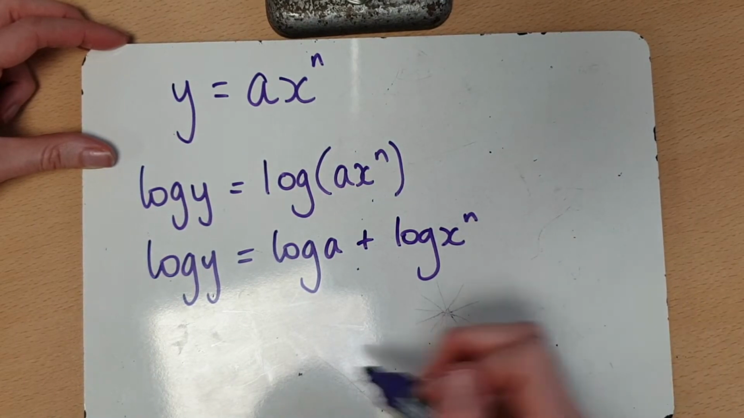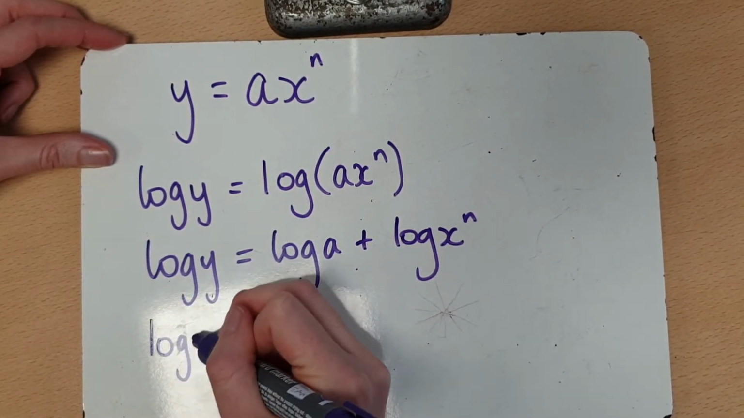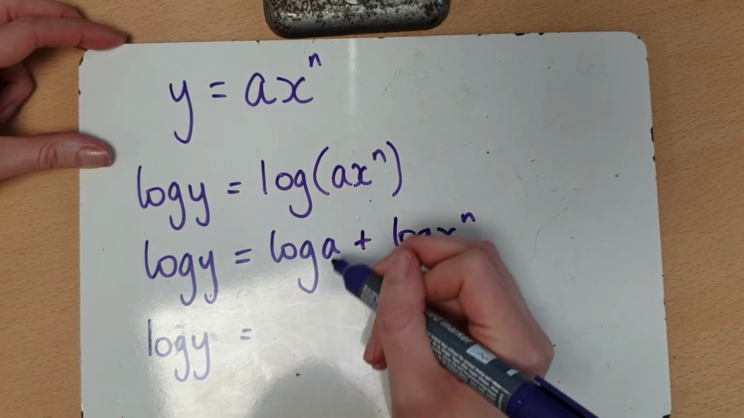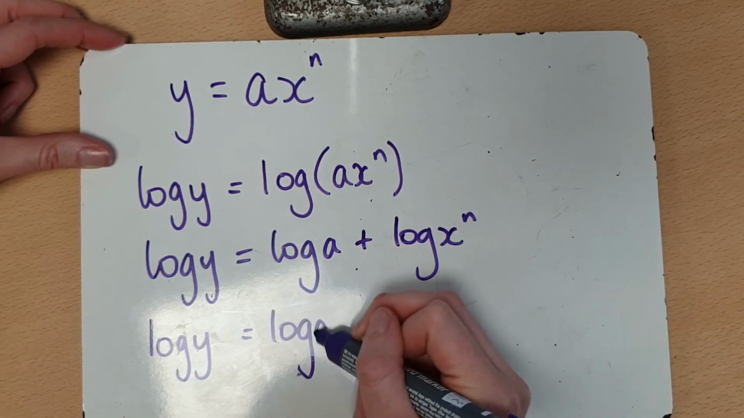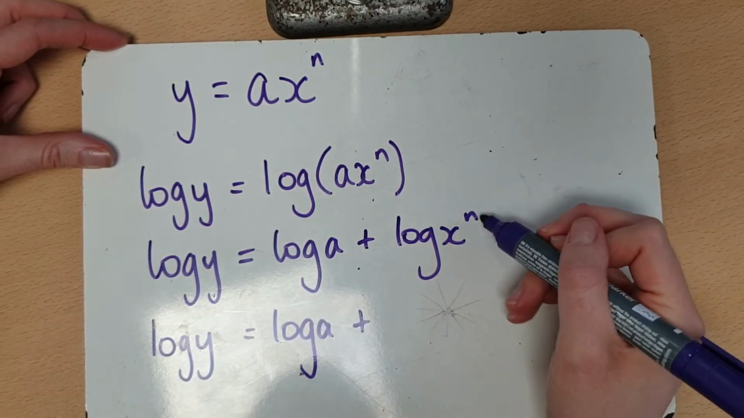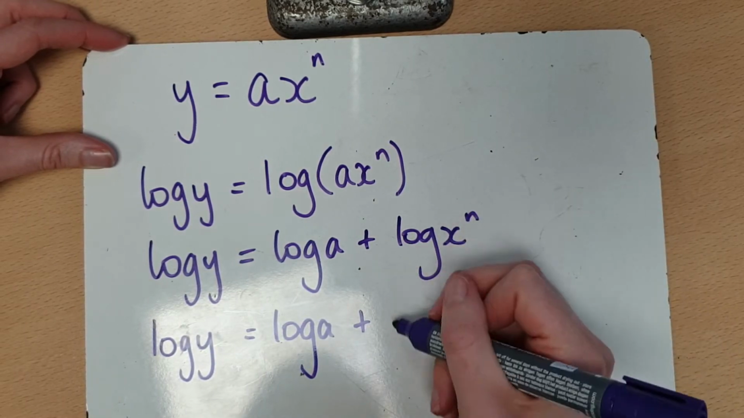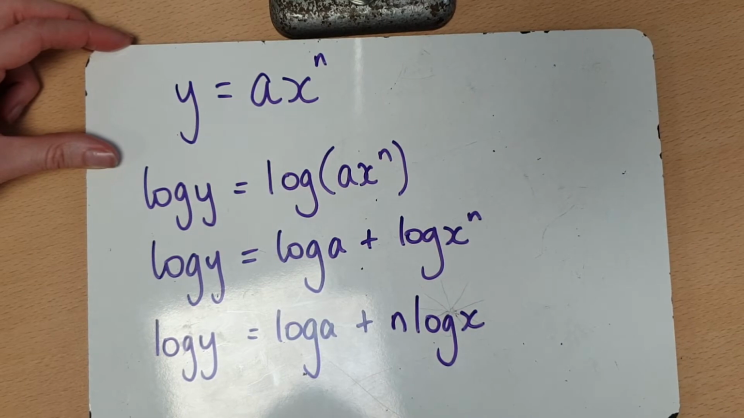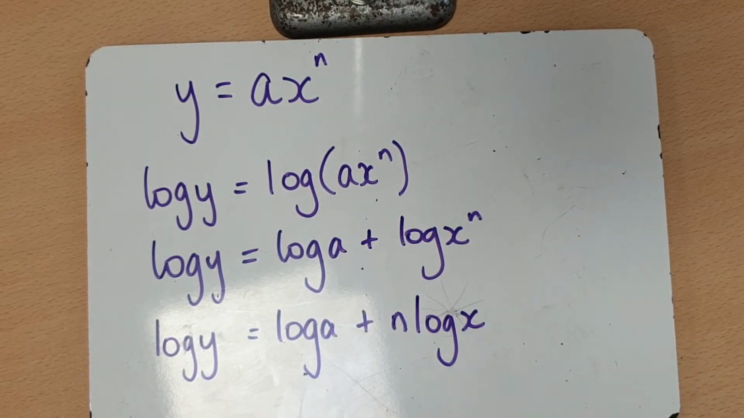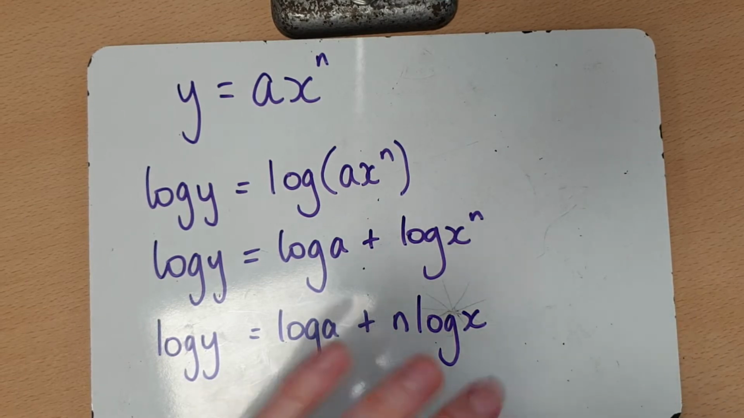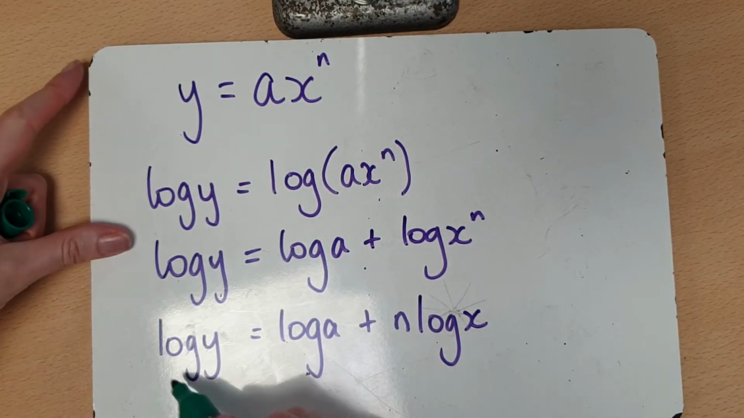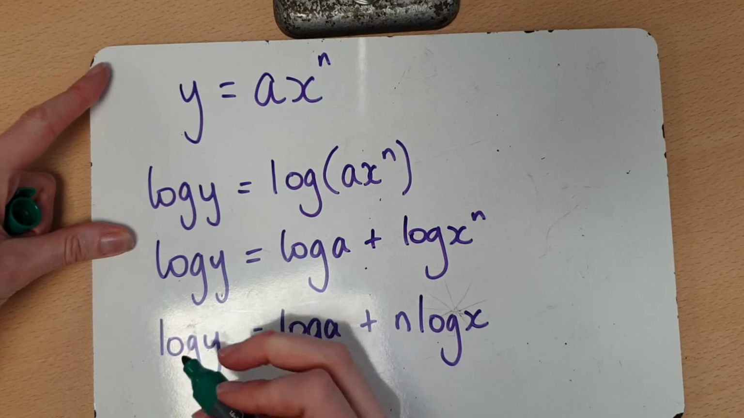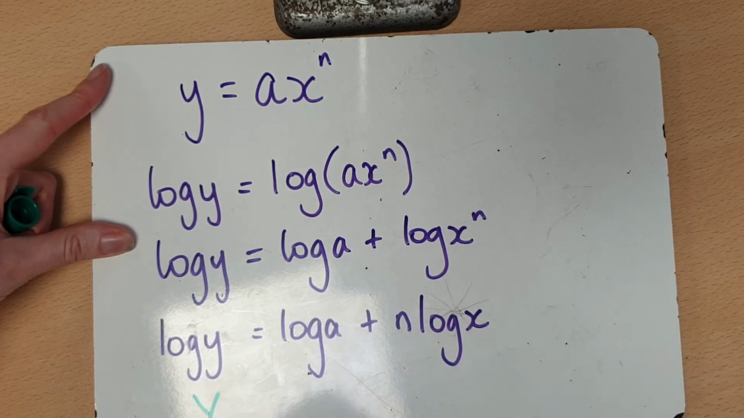Then, applying log laws again, log y stays the same, log a stays the same, but then this power, I can use the power law and bring that power down. So what do I have all together once I've done that? I've got log y, which is the dependent variable, so I'm just going to rename that capital Y.